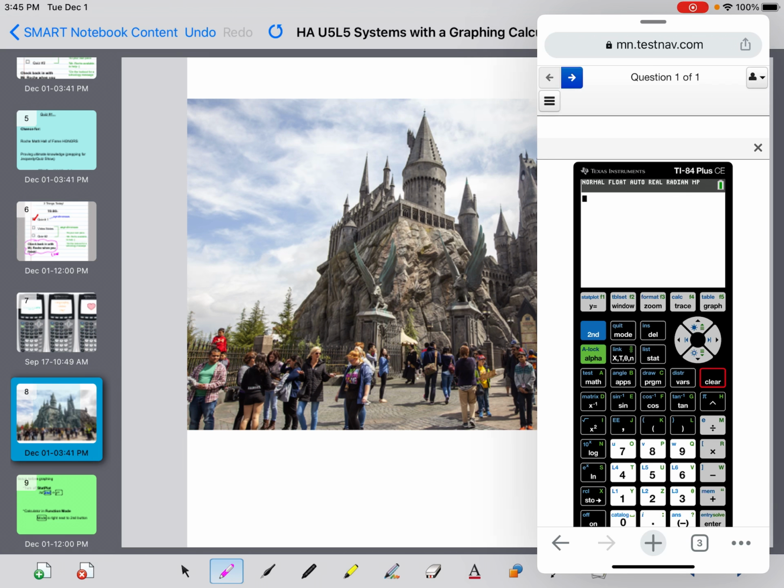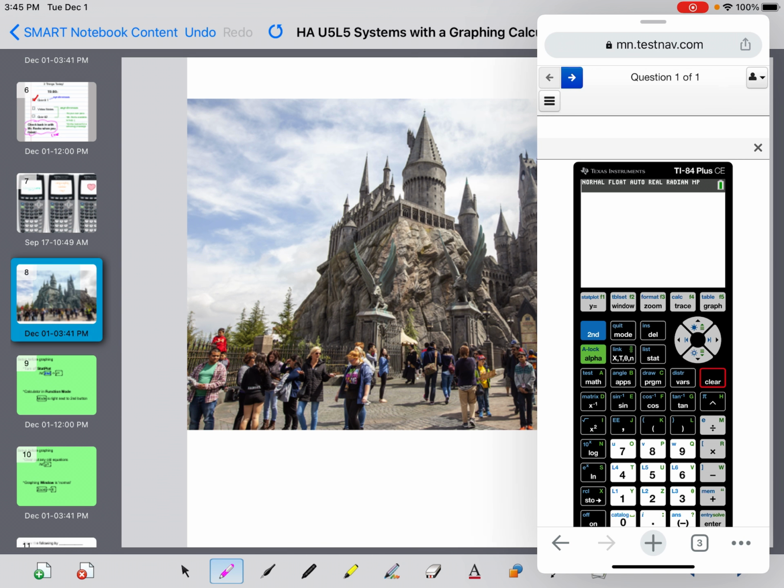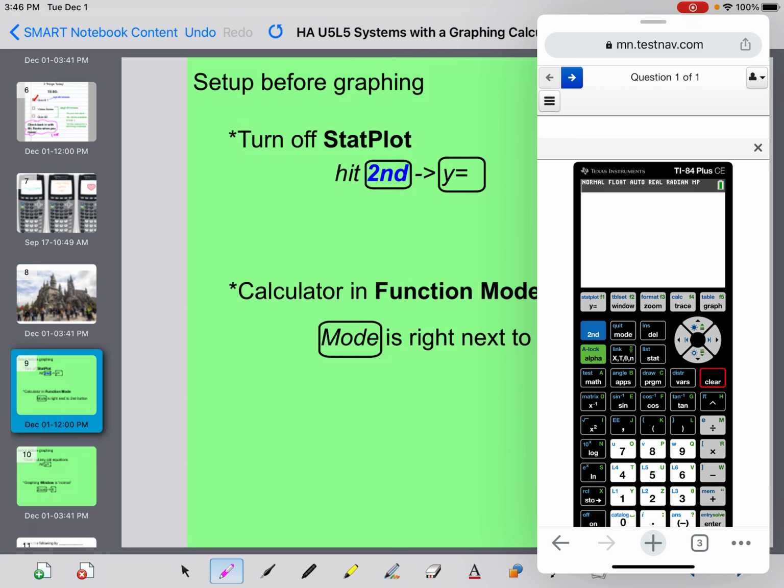If you are using a physical calculator, it should do exactly the same stuff, but there are a couple of things we might have to set up and make sure that you are ready to graph. So if you've used it for a stats class or a science class or just kind of messed with the settings, we need to reset some of those. So the first thing that we're going to do to get our calculator set up is to turn off our stat plots. Stat plot is the y equals button.